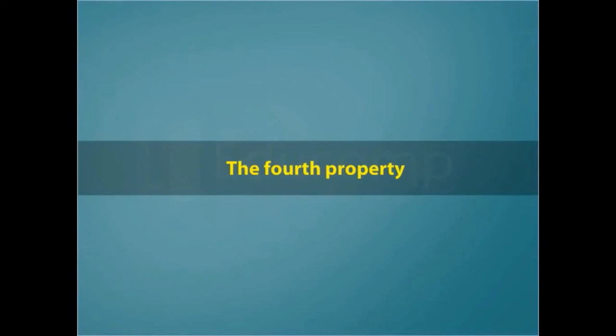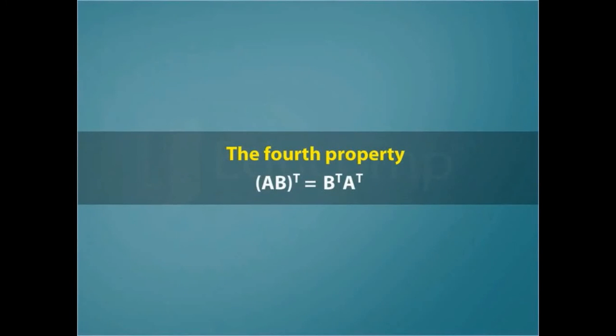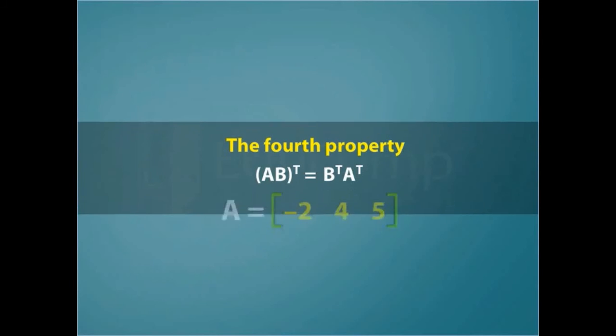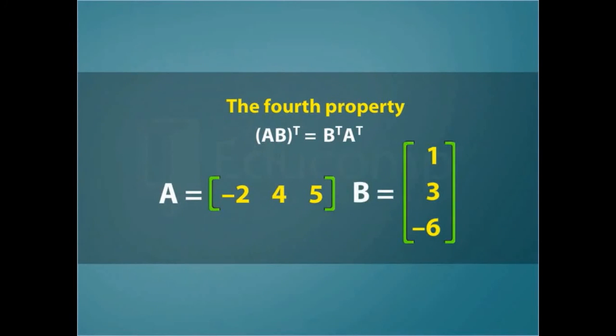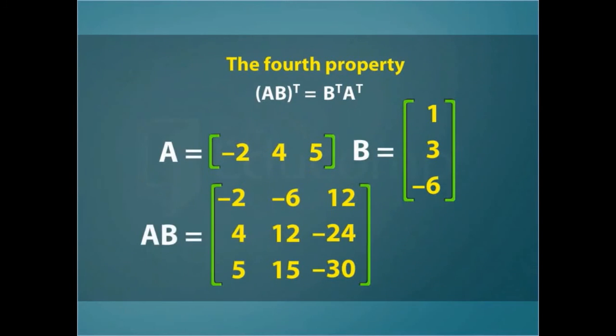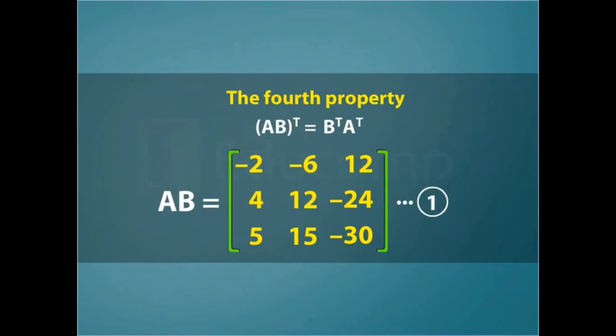The fourth property is the transpose of the product of matrices A and B equals the product of B transpose and A transpose. Let A be a matrix with elements -2, 4 and 5, a column matrix, and B be a matrix with elements 1, 3 and -6, a row matrix. The product of AB will be a matrix with the elements -2, -6, 12, 4, 12, -24, 5, 15 and -30, which is equation 1.